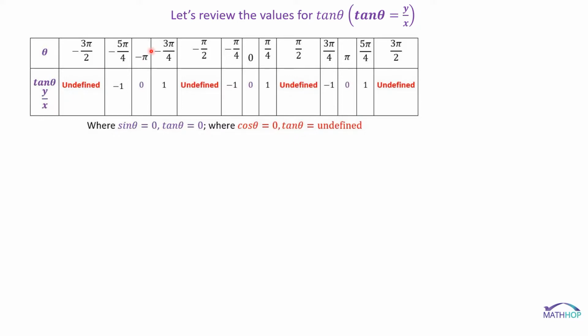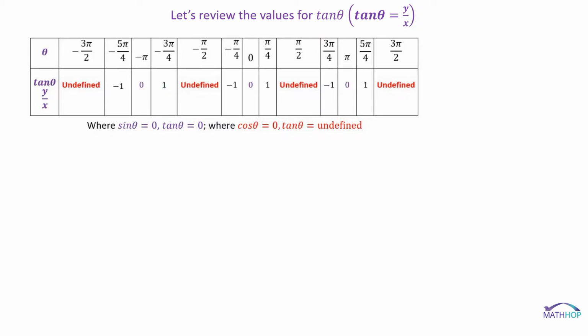And we see here we have a pattern. Everywhere sine is 0, that's a numerator in our fraction. So if the numerator is 0, the value is 0. So where sine is 0, tangent is 0. Where cosine is 0, remember we talked about that, that's where the vertical asymptotes are. Tangent is undefined. And we see this pattern, undefined, -1, 0, 1, undefined. So vertical asymptote, -1, 0, 1, vertical asymptote.